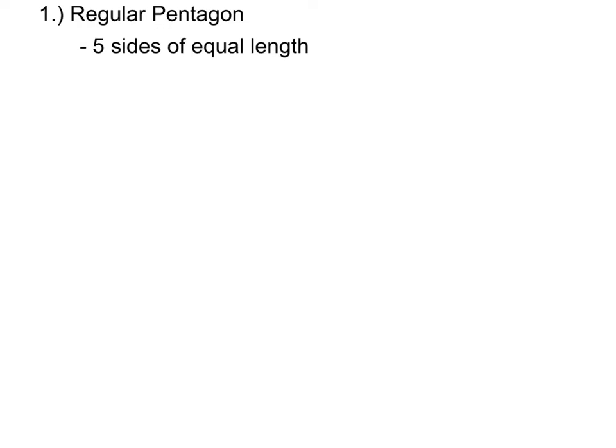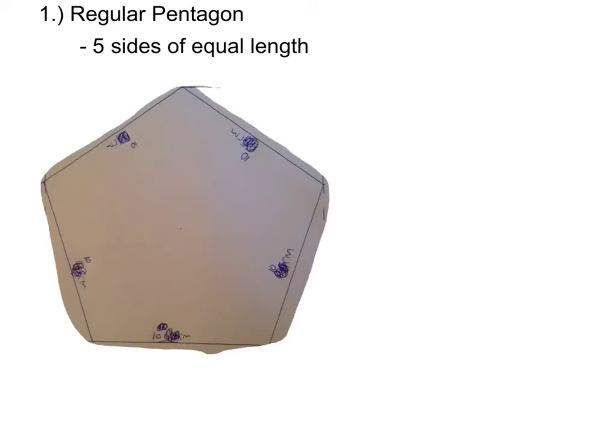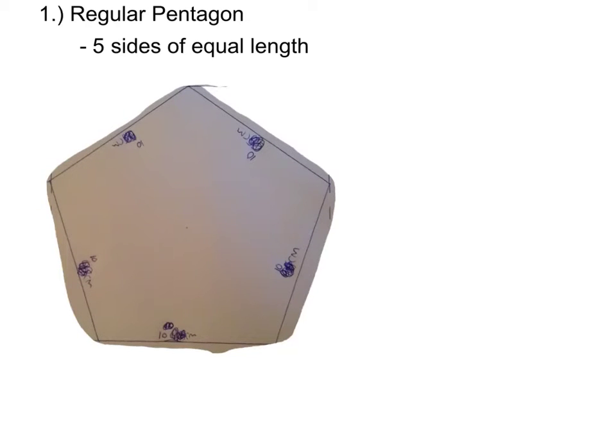A type of regular polygon we're going to look at is called a regular pentagon. A regular pentagon has 5 sides of equal length. Notice the figure that I just inserted. It's clearly a pentagon, and each side is of equal length. Each side is 10 centimeters long. Now the trick is, how do we calculate the area?